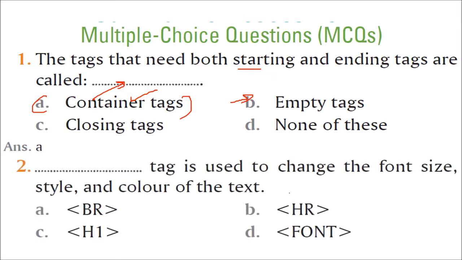Dash tag is used to change the font size, style and color of the text. So this BR is for break and H1 heading. This is for horizontal and this is font. So this is going to be the answer. The answer is D. Font tag is used to change the font size, style and color of the text.